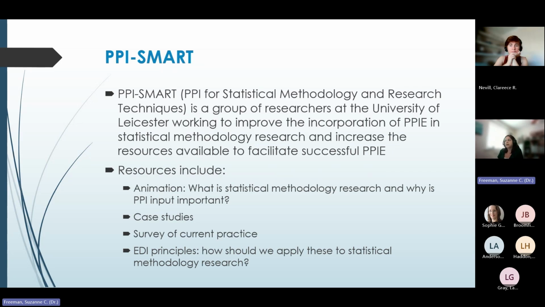So at the University of Leicester, we have the PPI-SMART group. So we're a group of researchers who are working together to try and improve the incorporation of PPIE in statistical methodology research. And to do that, we are creating resources which will hopefully facilitate that successful PPIE. Some of the resources that have been created to date include an animation about what is statistical methodology research and why PPI input is important. We have some case studies of successful PPI input in previous statistical methodology research projects. We've conducted a survey of current practice, and there's also a document explaining how we can apply EDI principles to statistical methodology research.